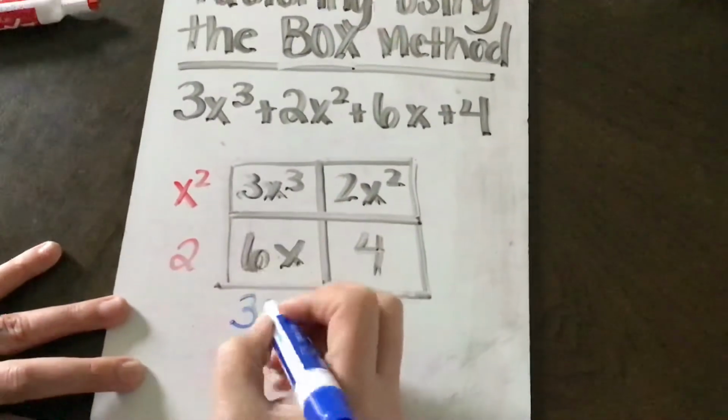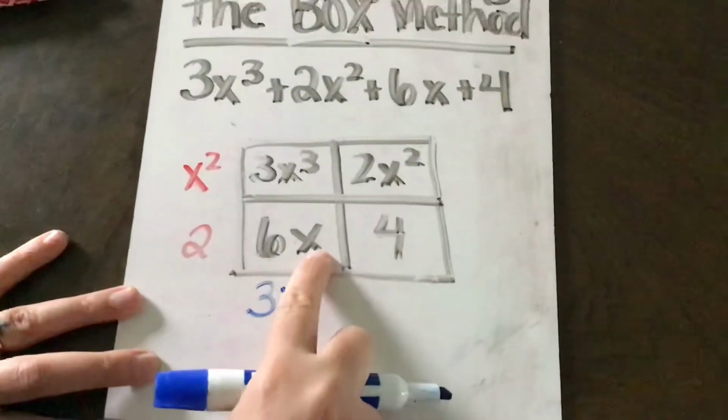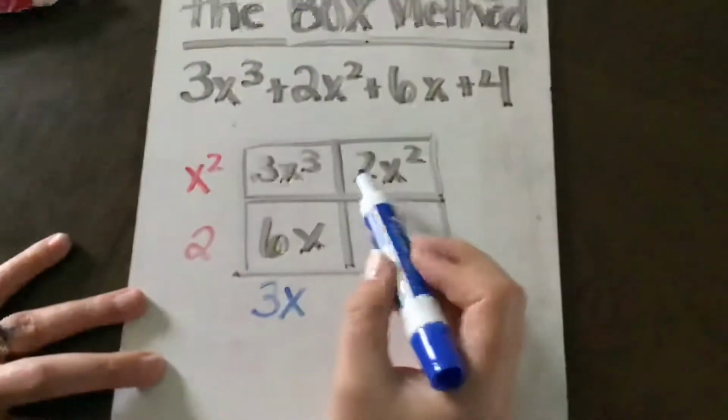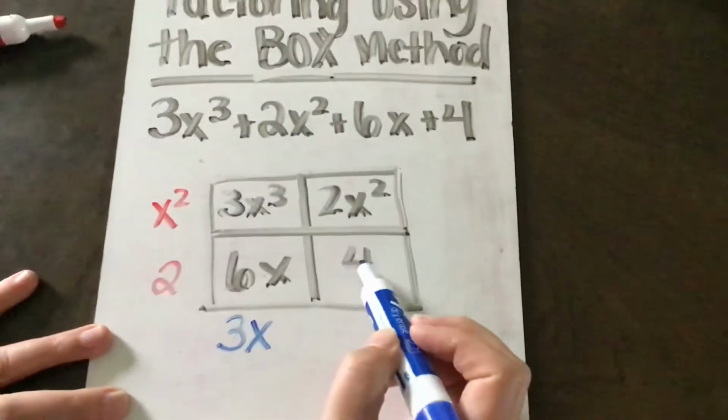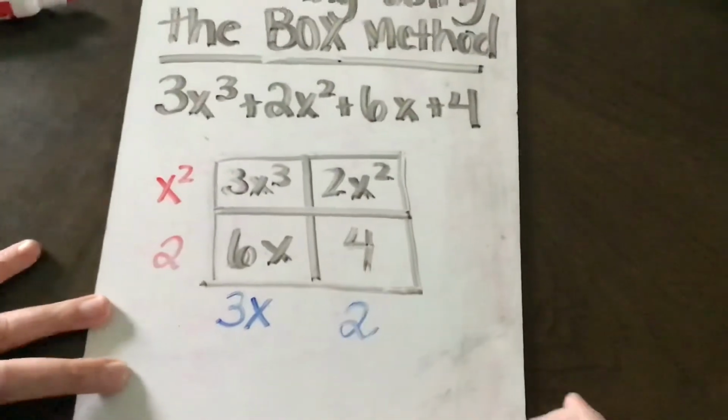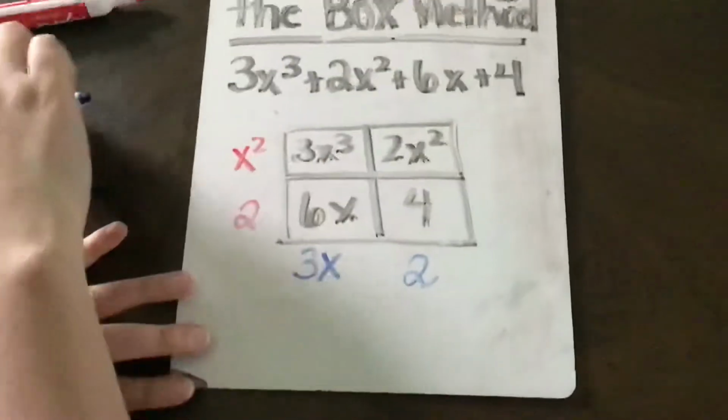And this time they both have an X, so I take an X out, but this one only has 1, so I can't take out any exponents along with that. Here, when I look at the 2 and the 4, 2 goes into both of those. This one doesn't have an X, so I can't take out an X.